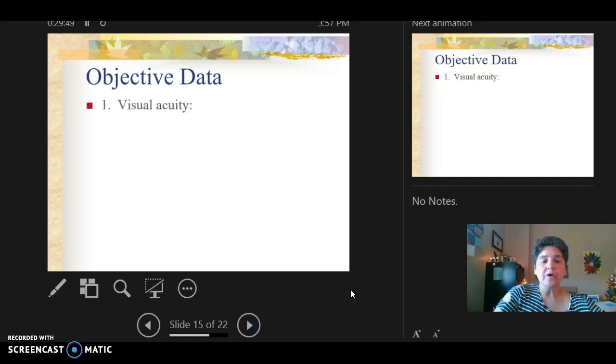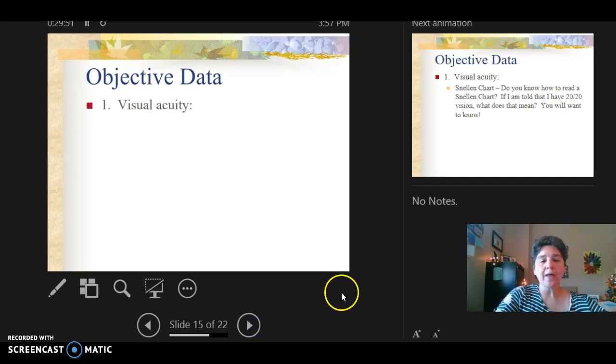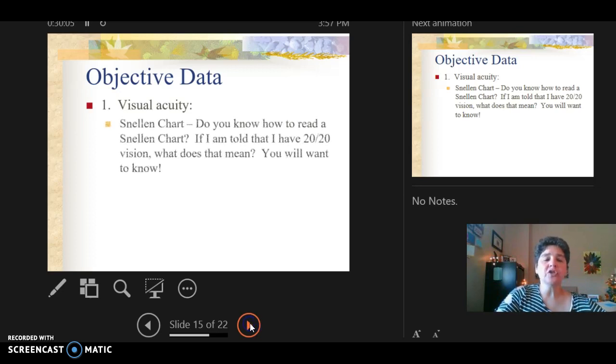So we're checking for the visual acuity, so how well can the person see? Most of you have had eye exams, and you know that they have you look at different charts. Sometimes they have letters, sometimes numbers, sometimes arrows pointing one way or another. This particular chart is called a Snellen chart. Do you know how to read a Snellen chart? Well, let's talk about that.